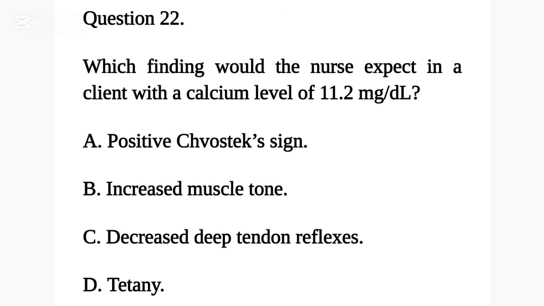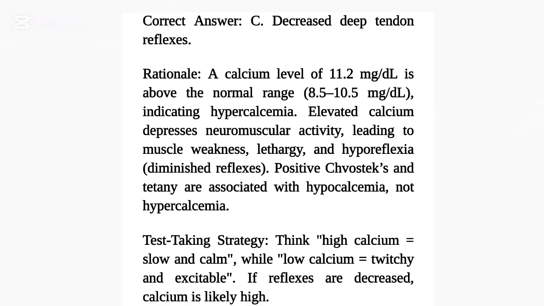Question 22. Which finding would the nurse expect in a client with a calcium level of 11.2 milligrams per deciliter? A. Positive Chvostek's sign. B. Increased muscle tone. C. Decreased deep tendon reflexes. D. Tetany. Correct answer, C.